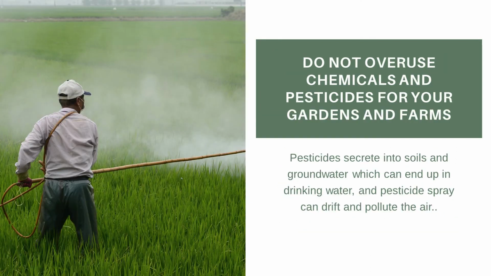Next is to not overuse chemicals and pesticides for your gardens and farms. Pesticides seep into soils and groundwater, which can end up in drinking water, and pesticide spray can drift and pollute the air. Yung paggamit natin ng mga pesticides para pamatay ng mga insekto na nakakapag-irita sa atin, maaari yan makapag-cause ng air pollution. So, dapat iwasan natin yung paggamit ng mga ganyan.